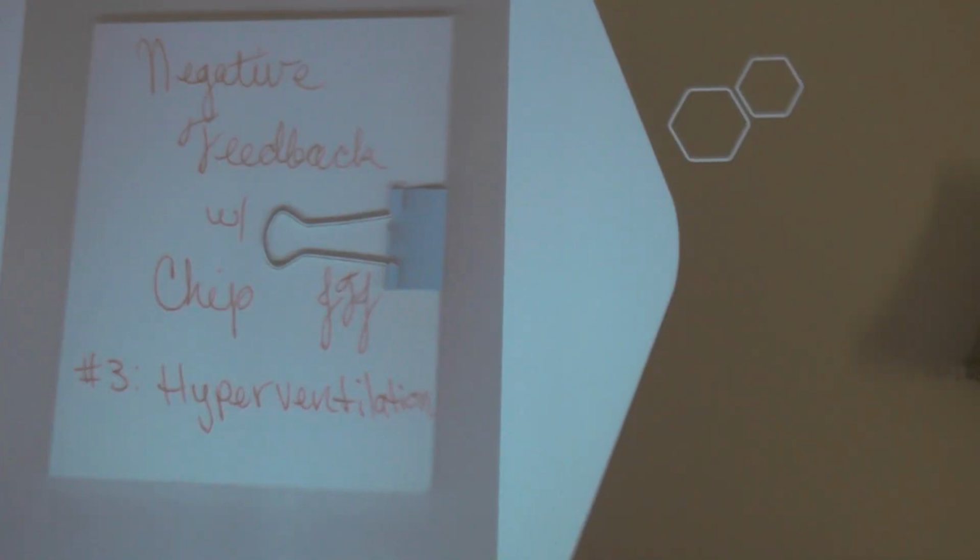Welcome to Negative Feedback with Chip by Janessa Jacobs. In this negative feedback loop, we'll describe what happens when you breathe too quickly, therefore decreasing CO2 levels in your body because you're breathing off CO2 instead of retaining it.